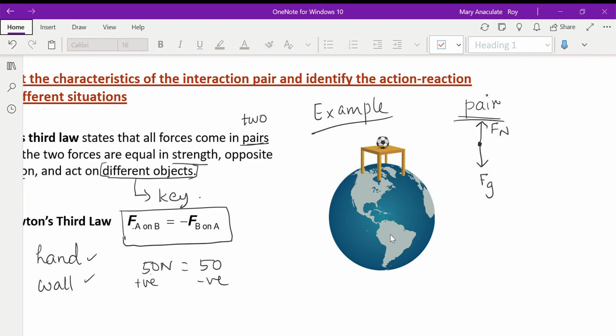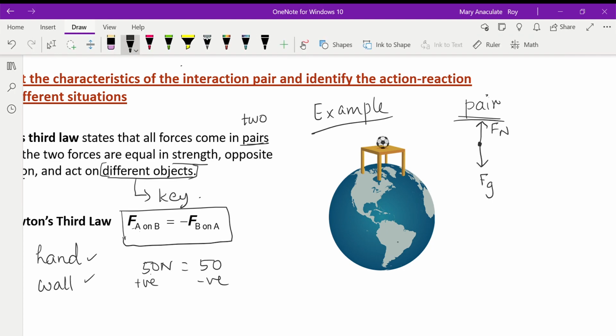So these two are representing what? Newton's first law. Why? Because they are acting on one object. Try to differentiate that. So these two forces, normal force and force of gravity, are not a Newton's third law pair, but they are Newton's first law.